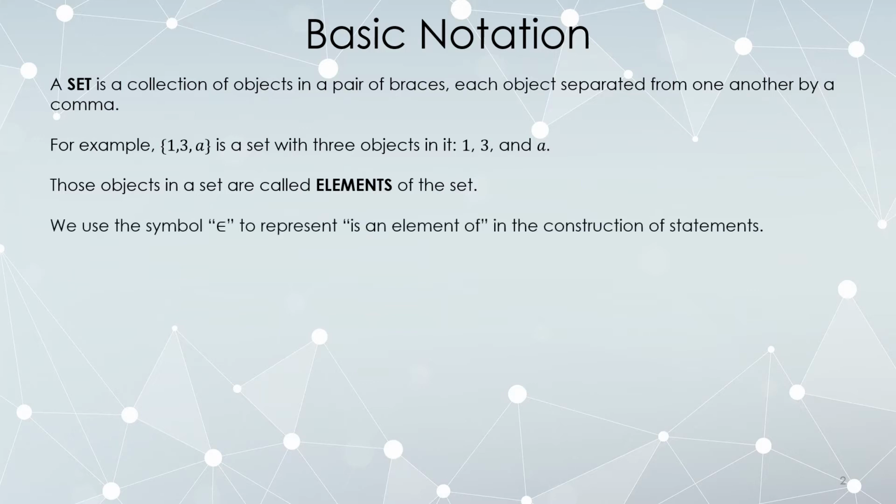Now we have this symbol right here, and this can be used to construct statements about what is and isn't an element of a set. So we can write 3 is an element of the set containing 1, 3, and A, and that becomes a statement which is true. We could also write 5 is an element of the set containing 1, 3, and A, and that is a statement which is false. So this symbol tells us we are making a statement, a claim, which is either true or false, about what is or isn't an element of a set.